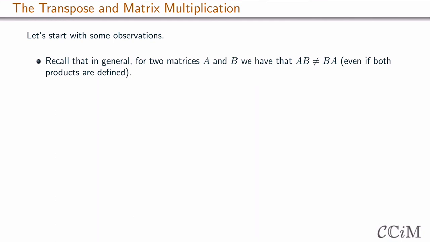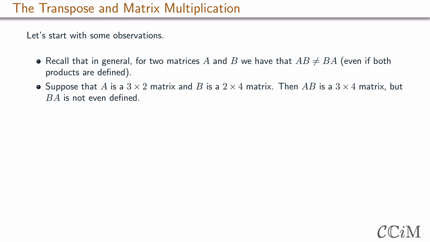How does the transpose interact with matrix multiplication? Let's start with some observations. Recall that in general for 2 matrices A and B, matrix multiplication is not commutative. So you cannot take AB or BA and expect the results to be the same. In fact, it may even be the case that AB is defined but BA is not.